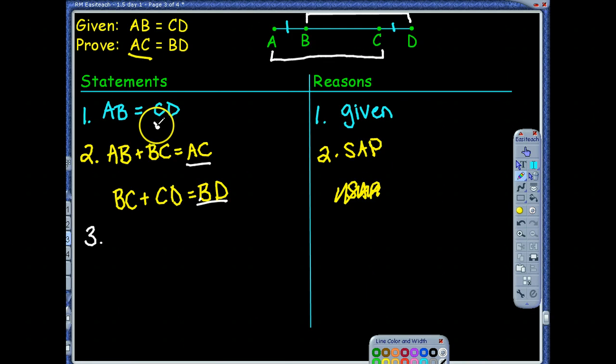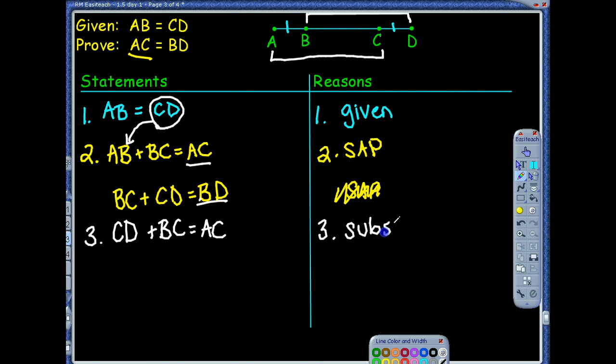So let's say I'm going to put CD in for AB. Okay. So what would this equation look like if I substitute this in place of AB? I would put CD plus BC is equal to AC. Okay, and you said you use substitution. Yes, because I replace AB with CD. Okay, and you could say sub or subs, however you want to abbreviate that.